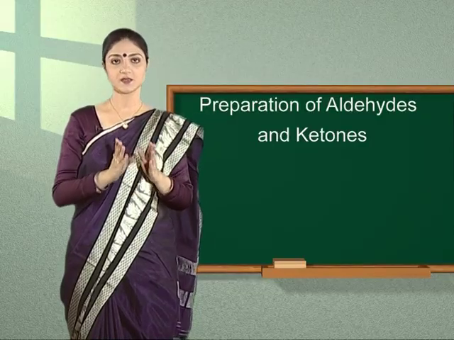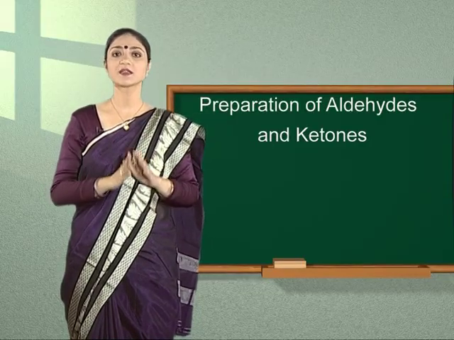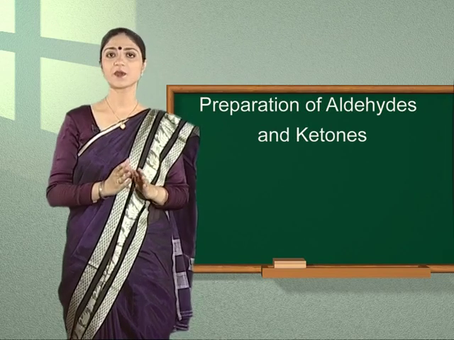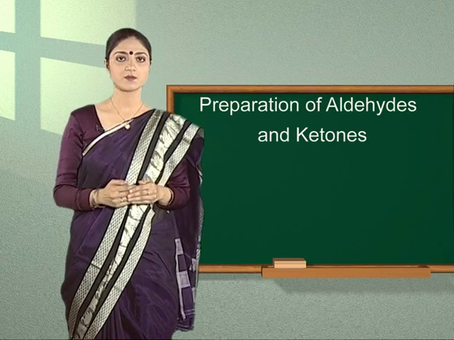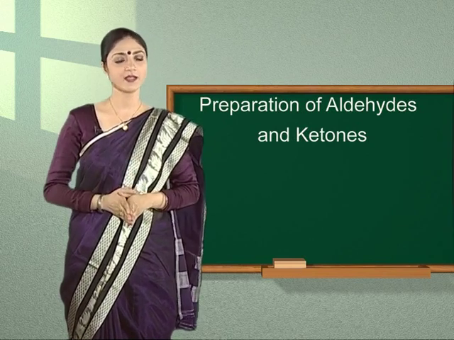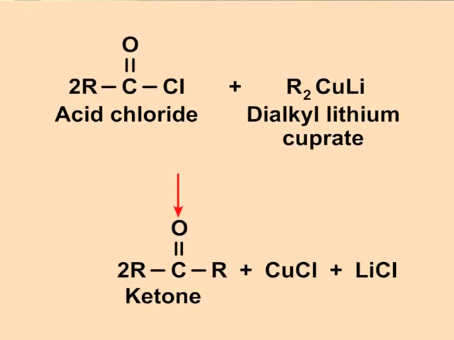Grignard reagent, that is RMgX, cannot be used in place of dialkyl cadmium. This is because the ketone formed would further react with Grignard reagent to give a tertiary alcohol. Ketones are prepared from acid chlorides by reacting with lithium organocuprates. Acid chloride reacts with dialkyl lithium cuprate to form ketone, cuprous chloride and lithium chloride.